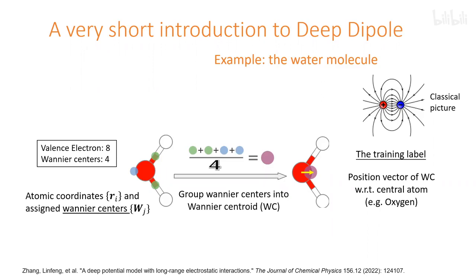The geometric center of the 8 positive charges coming from the atom core is equivalent to the positive point charge in the classical picture of electric dipole. Then the molecular dipole for this water molecule is defined in the classical way as the position vector pointing from the negative charge center to the positive charge center. The molecular dipole defined this way is used as the training labels for the deep dipole model. And the deep dipole model is thus called the deep Wannier model sometimes.